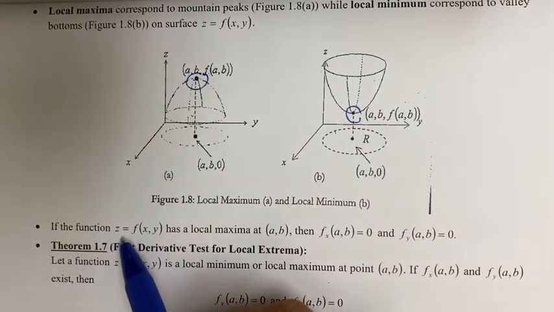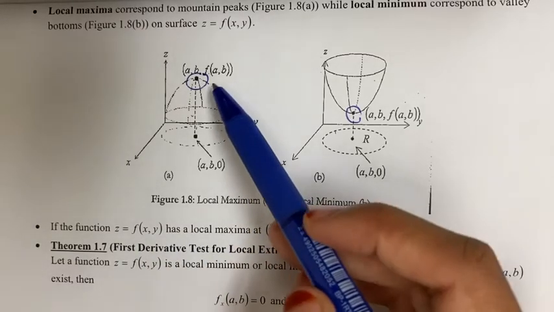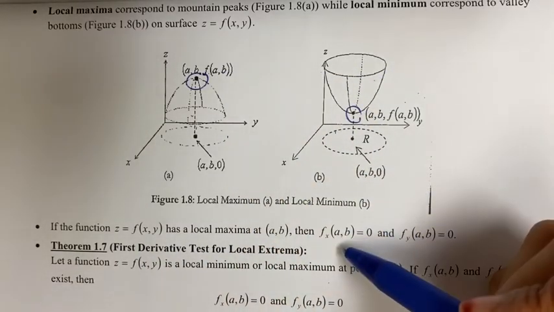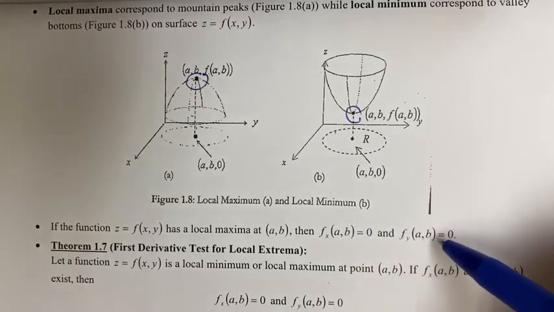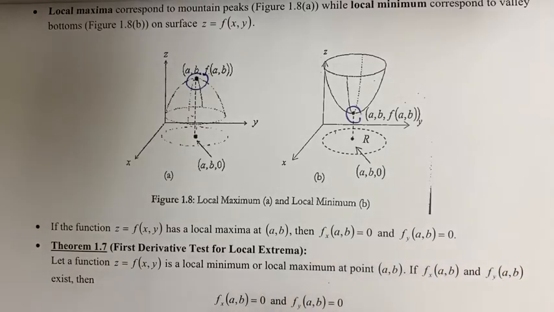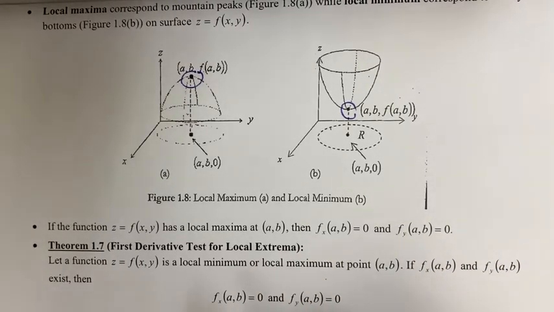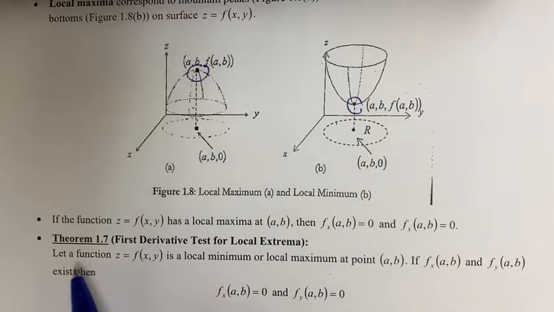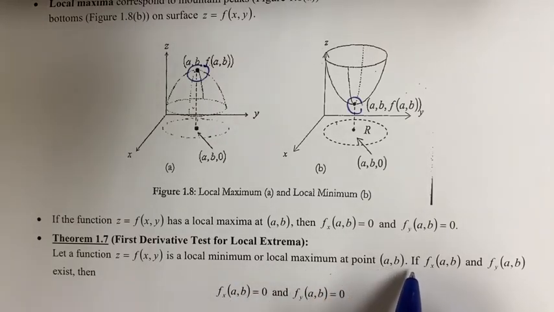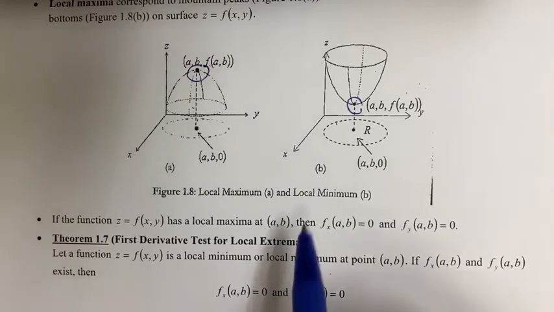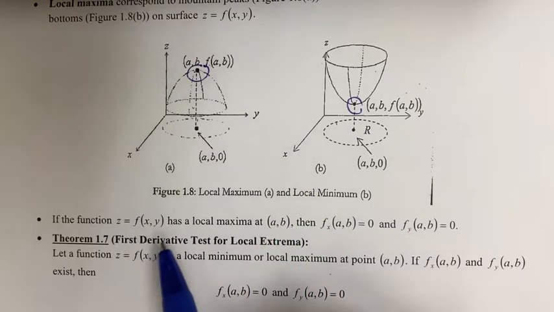If the function z = f(x,y) has a local maximum at (a,b), then fx(a,b) = 0 and fy(a,b) = 0. This is given by theorem 1.7, the first derivative test for local extrema. Let a function z = f(x,y) have a local minimum or local maximum at point (a,b). If fx(a,b) and fy(a,b) exist, then both fx and fy are equal to 0. Okay, this has been proved by theorem 1.7.